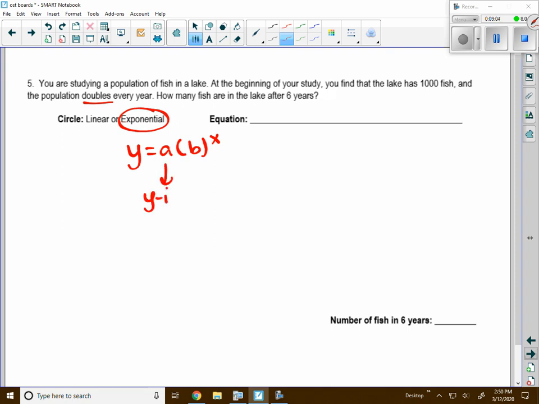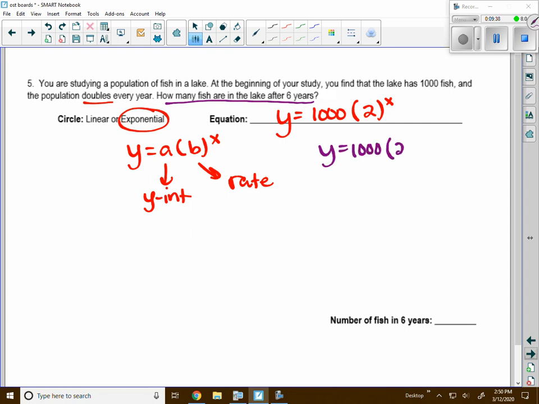A is going to be our y-intercept or starting point, and b is going to be our rate that we are multiplying by. So our starting point is that 1,000 fish. And if it's doubling every year, doubling implies that we're multiplying by 2. So 2 is our rate or our b value, and then we have a power of x. For that, we will plug in 6 because we want to know how many fish are in the lake after 6 years. We can use Desmos to help us out.